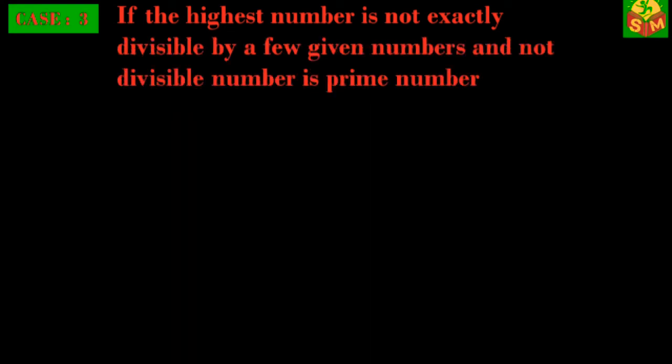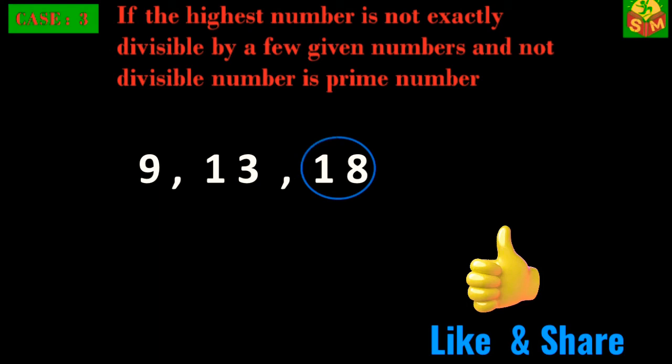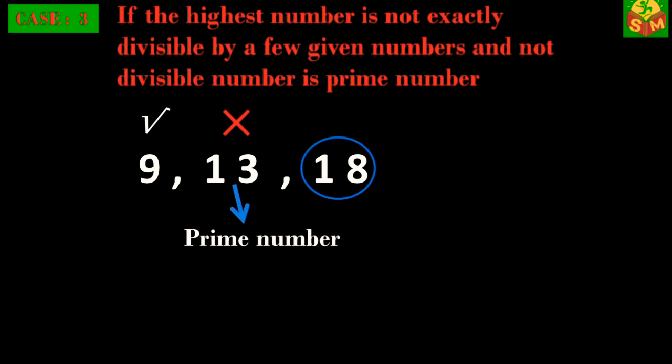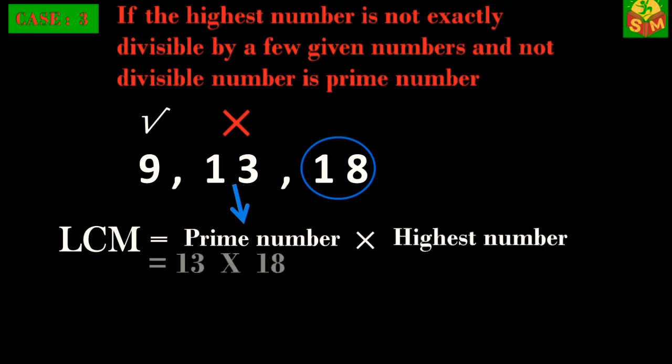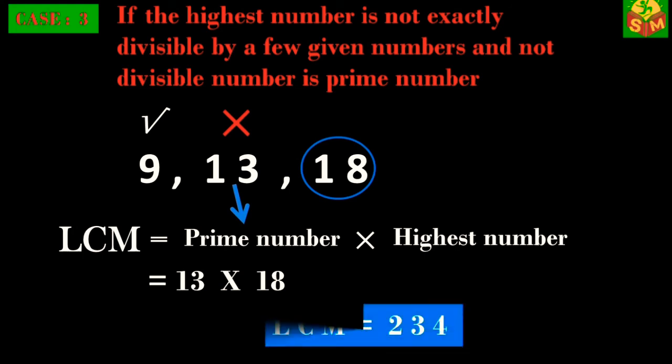Let's find the LCM of 9, 13, 18. So here 18 is the highest number. 9 divides 18 but 13 does not divide 18. And also if you notice here, 13 is a prime number. When you have a prime number and it does not divide the highest number, then LCM becomes very simple. Just multiply this prime number to the highest number. So in this case, multiply 13 by 18. Hence the LCM of 9, 13, 18 is 234.